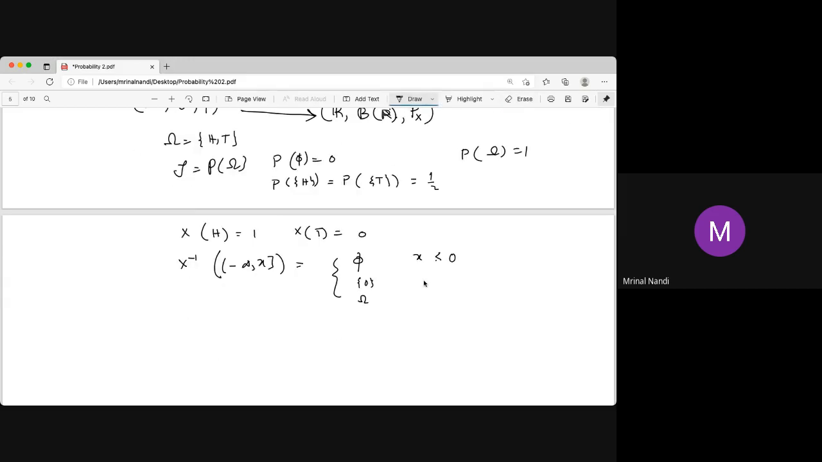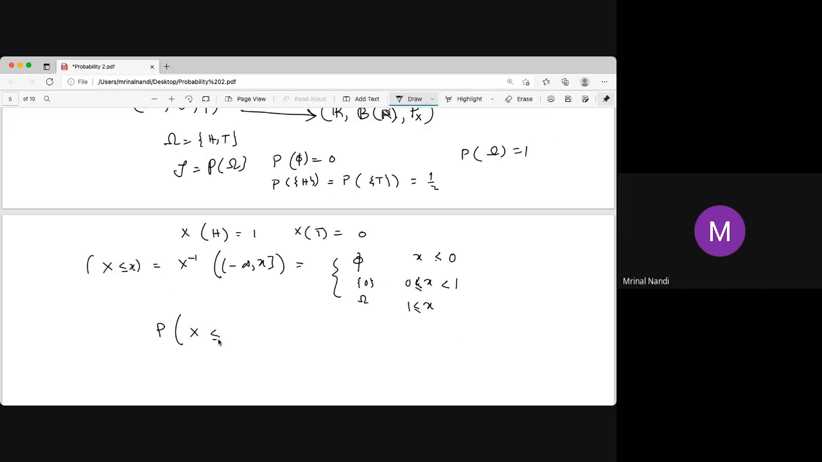If the interval contains 0 but does not contain 1, that will be the set containing 0, and if it contains 1, then it must be the whole omega. And then what is the probability of that? The probability is now clear. So this is actually, by notation, the probability that X is less than or equal to x.